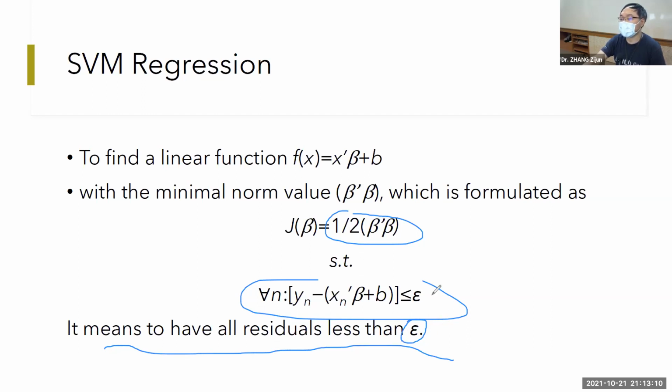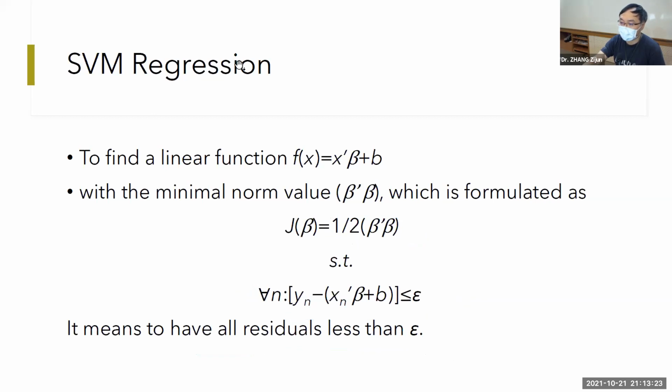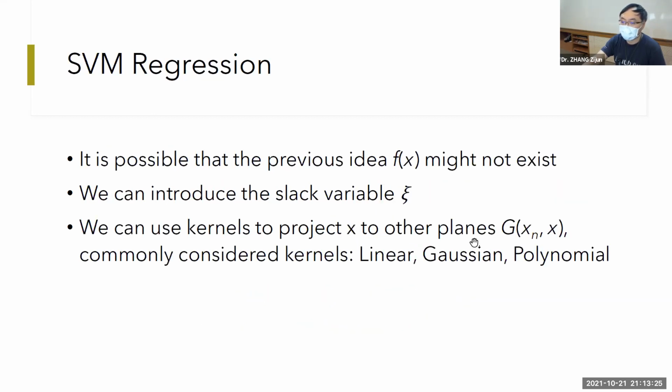You want to develop a linear form to have all residuals less than this. Okay. But this is a very ideal case. In the real case, you probably also need to tolerate some of the extreme cases. Otherwise, you cannot find a good decision boundary, a good manifold. So in SVM regression, we can also introduce a slack variable epsilon to tolerate some of the extreme cases where your error cannot be less than the preset error level.